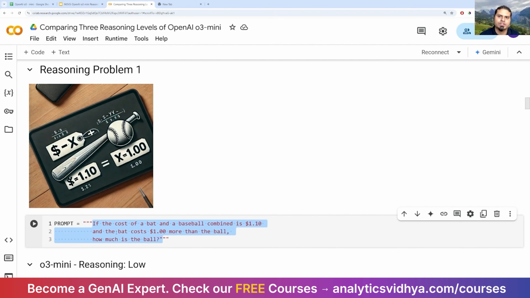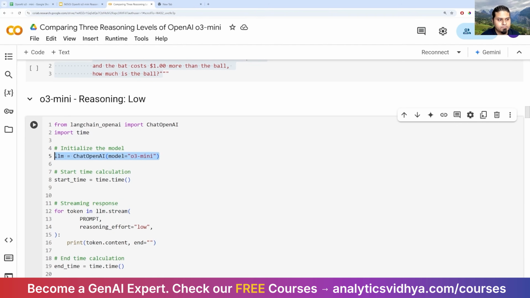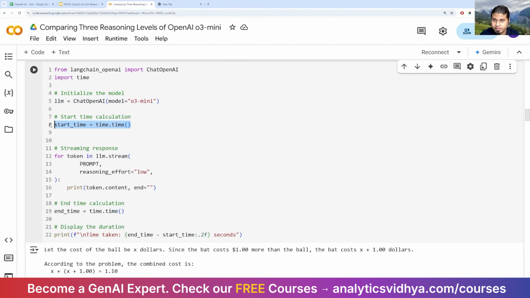So now let's look at o3-mini and see how we can use the different reasoning levels available in the API and what is the impact on the output in terms of computation time and the results. So the first step, you initialize the model. ChatOpenAI model equals o3-mini, start the time computation calculation, and then for token in llm.stream, pass in the prompt and set the reasoning effort to low, which means use the low effort setting in the reasoning model for o3-mini and give me back the response live. And then end the time computation after the response has been obtained.